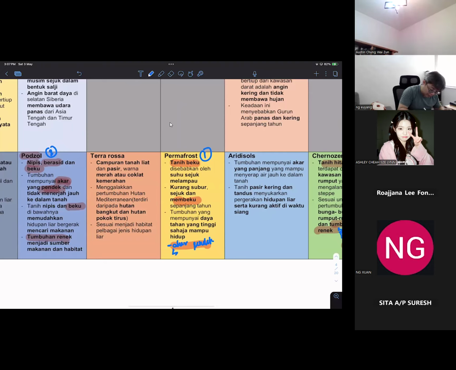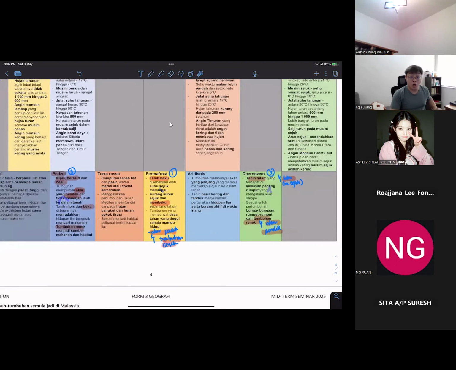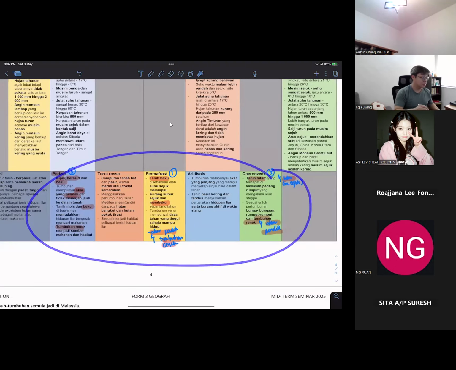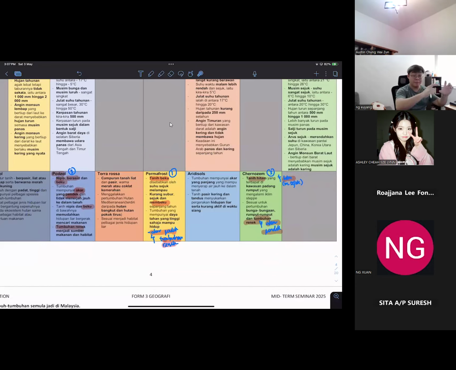So akar pendek and tumbuhan renek. So tumbuhan renek is shorter and smaller in size. For all the 3 tanah here, this is their common characteristic, which is the same: small and short. Smaller plants, tumbuhan renek, pokok renek, and akar yang pendek. From these 3 tanah. So other than that, guys, what is the 4th tanah we have to memorize?